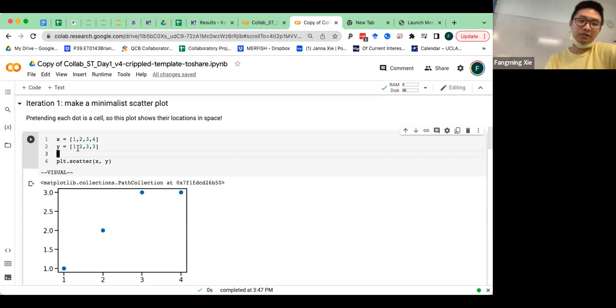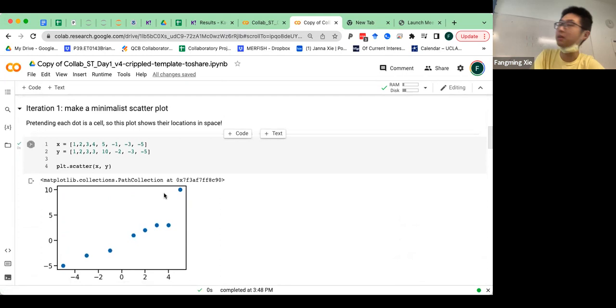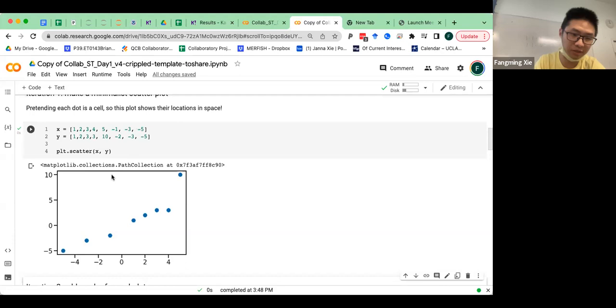Similarly, you can do whatever, say you add numbers to it, -1, -3, -5. Similarly for Y, you can do 10, -2, -3, -4, and you can plot it. You see now you have more points. That's iteration one, make a minimalist scatter plot. If you think about each dot as a cell, it just shows the anatomy essentially.